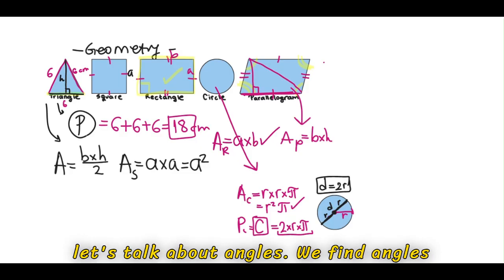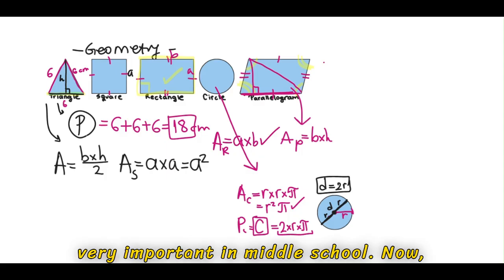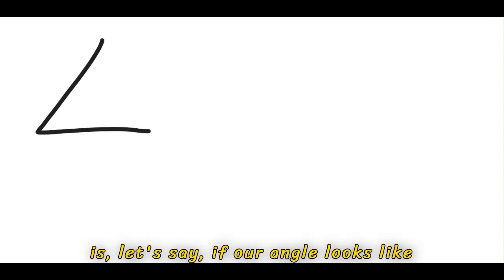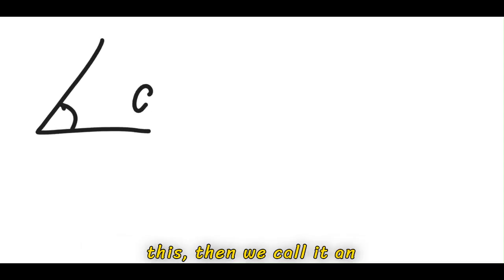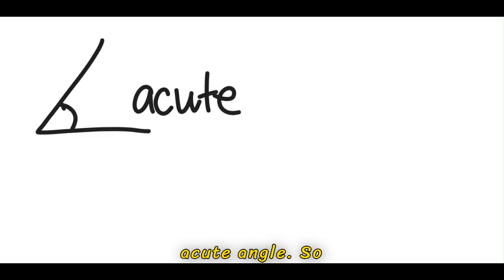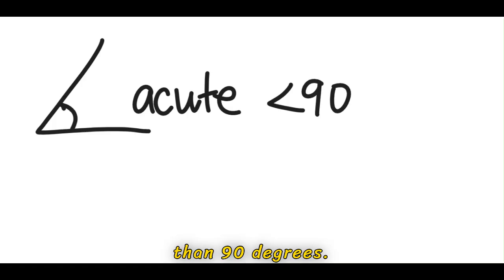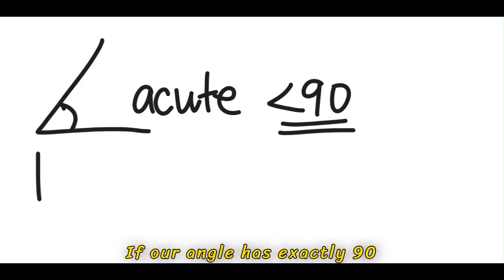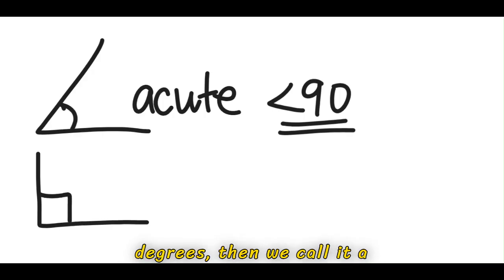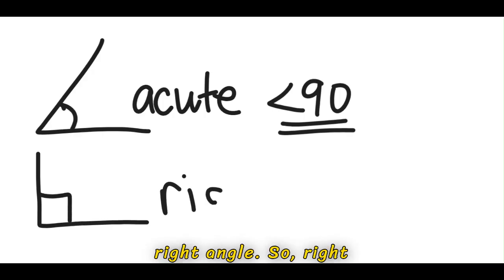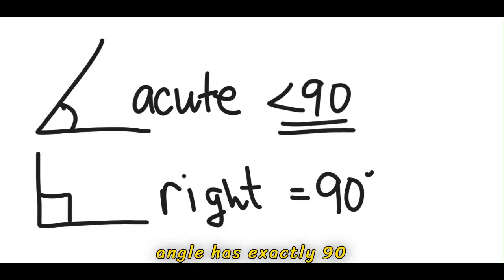Now, let's talk about angles. We find angles very important in middle school. Now, there are three main types of angles. If our angle looks like this, then we call it an acute angle. So, an acute angle is an angle that has less than 90 degrees. If our angle has exactly 90 degrees, then we call it a right angle. So a right angle has exactly 90 degrees.